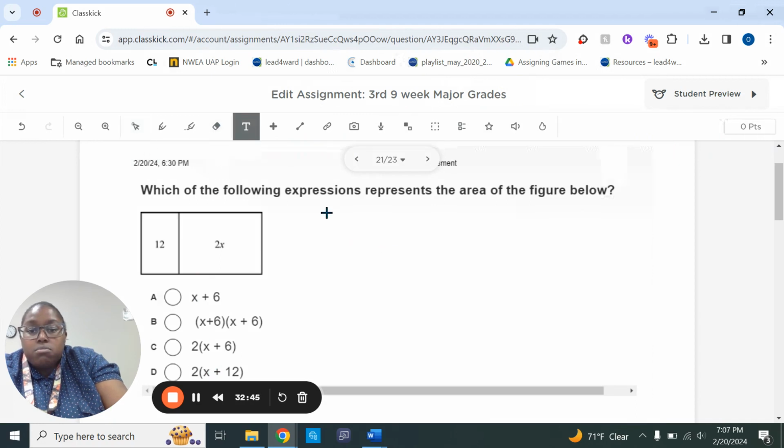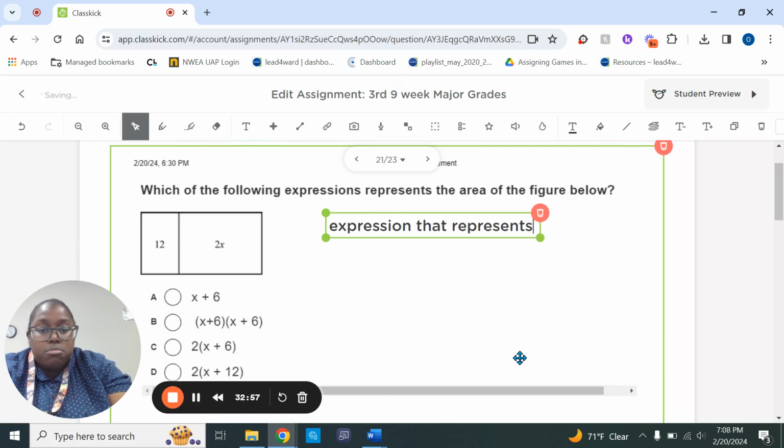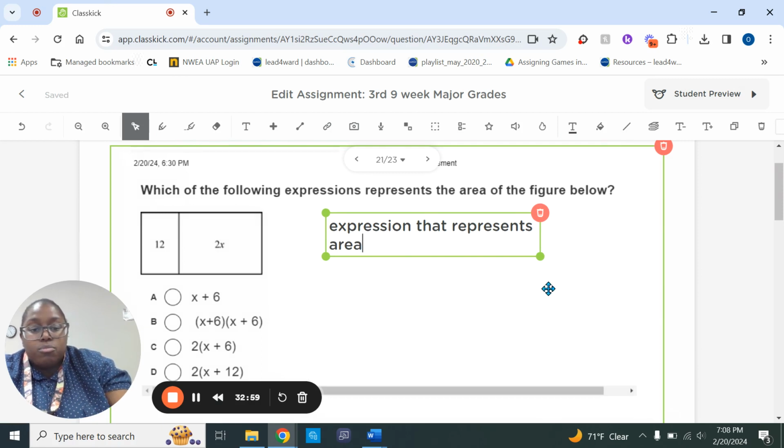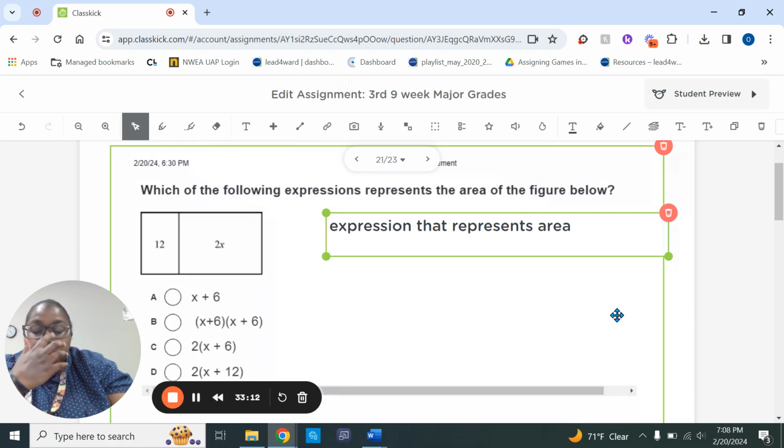Okay, so what are we looking for? An expression that represents area. So an expression that represents area. Well, you got to understand area first off.